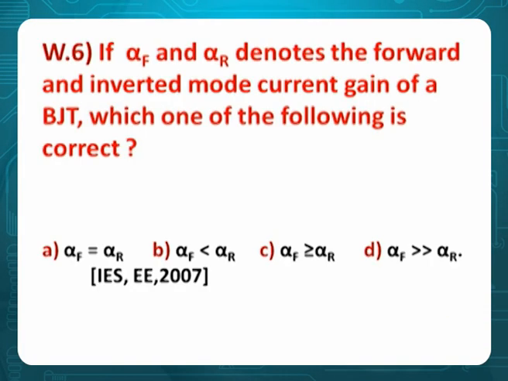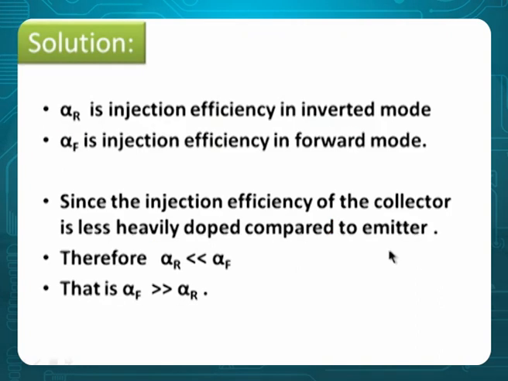Problem 6. If alpha F and alpha R denote the forward and inverted mode current gains of a BJT, which one of the following is correct? Alpha forward and alpha reverse: both are equal, lesser, greater, far greater. Our option is that forward is always greater than reverse. This is actually used very much in the Ebers-Moll model. Maybe we can discuss that when we come to the Ebers-Moll model. So, generally forward is greater than reverse. That's option D.